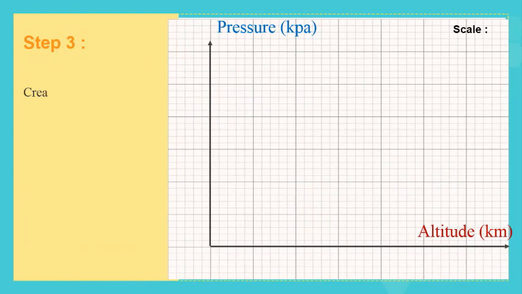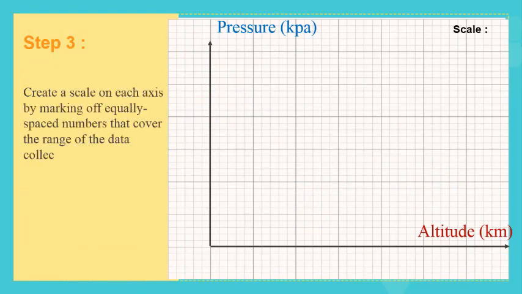Step 3. Create a scale on each axis by marking off equally spaced numbers that cover the range of the data collected and mention the chosen scale beside the graph. How can you determine a suitable scale? To determine a suitable scale, observe the values given in the table carefully.